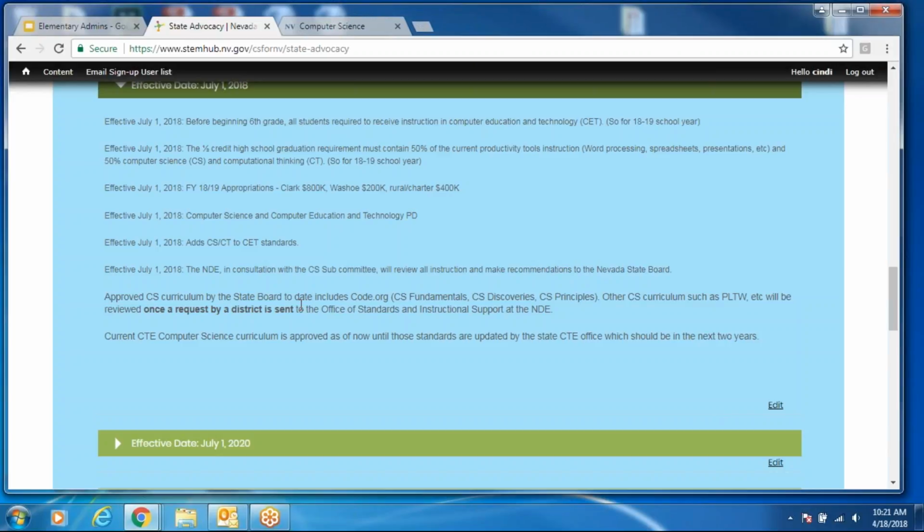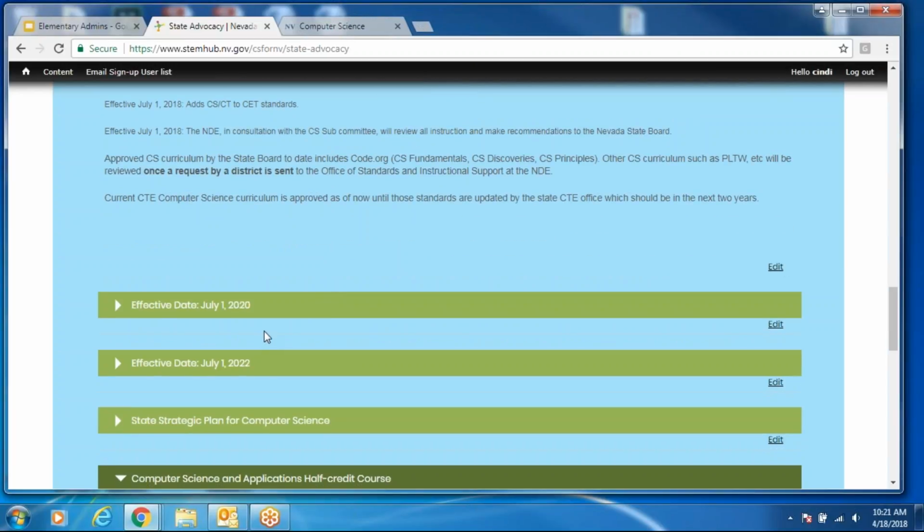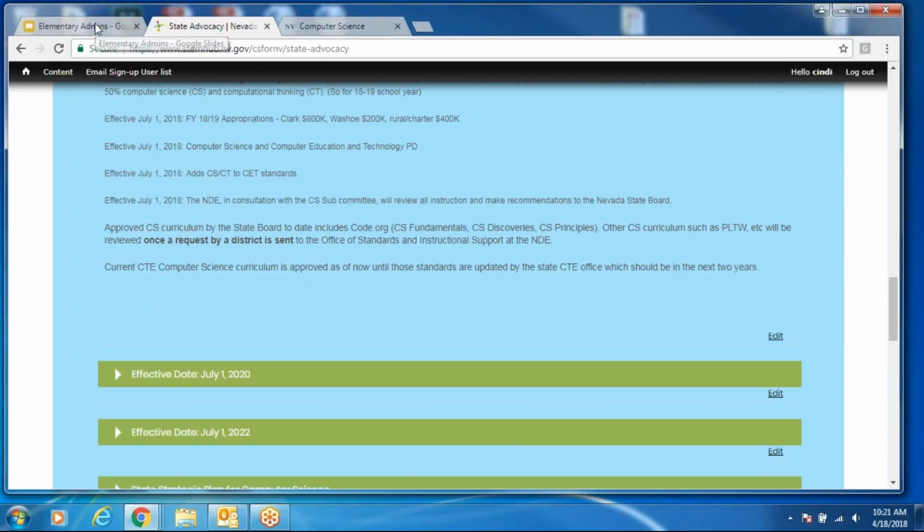If it meets the standards and so forth, then we'll also put that as an approved curriculum. But that needs to go through the district level. And currently, that won't apply to CTE. That's high school. Okay, so I'll let you look at those moving forward on your own.